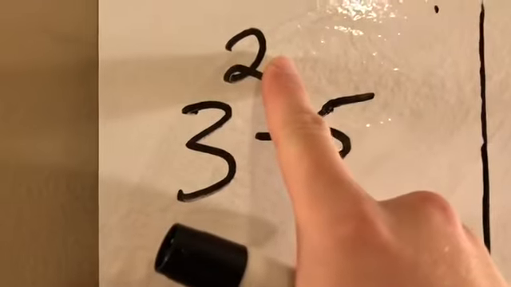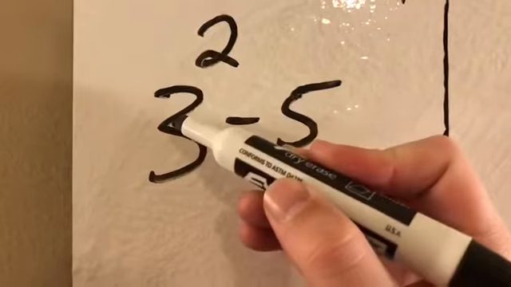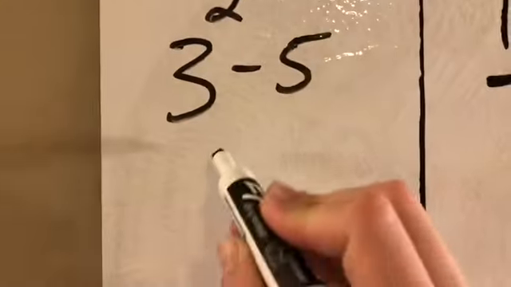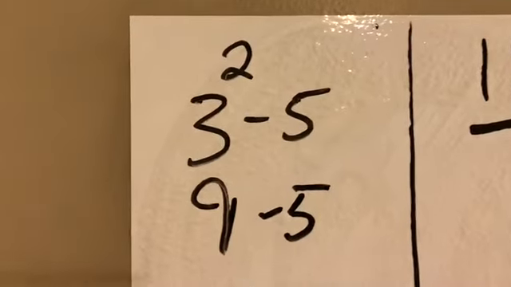3 to the second power is not 3 times 2. That technically is whatever number this is times itself, that number. 3 times 3 is 9. And now 9 minus 5 is 4.